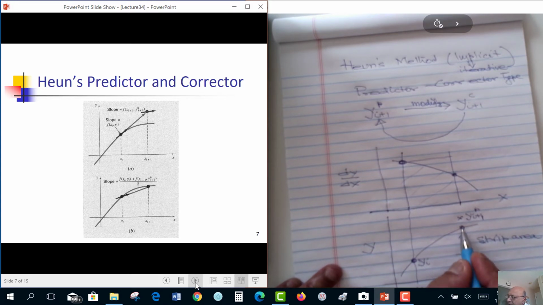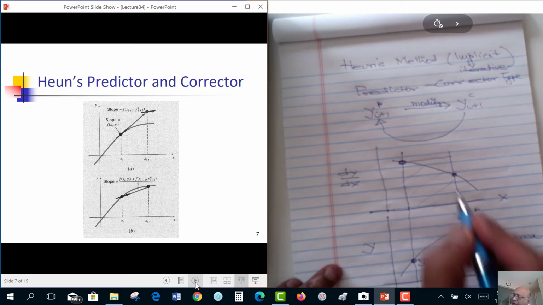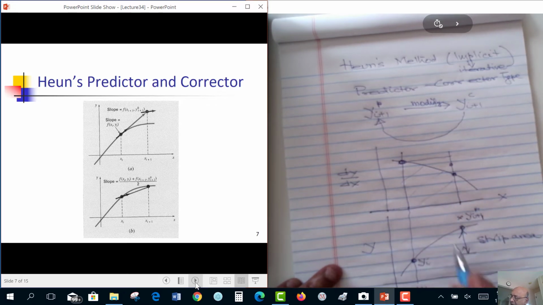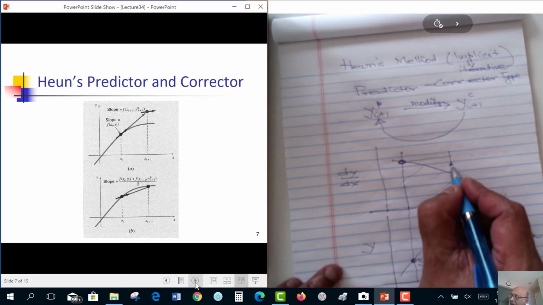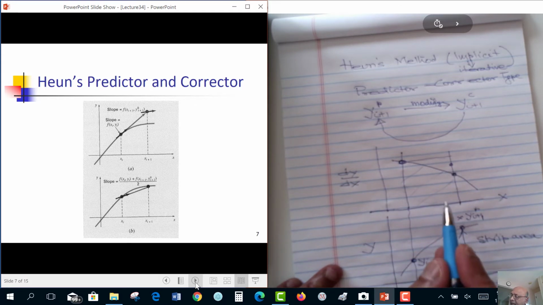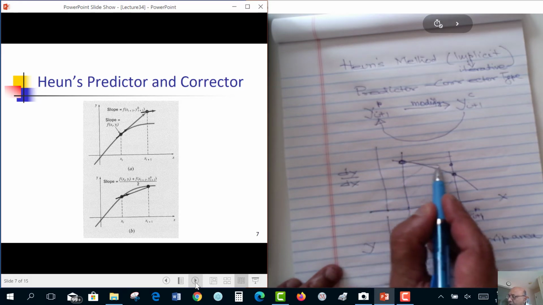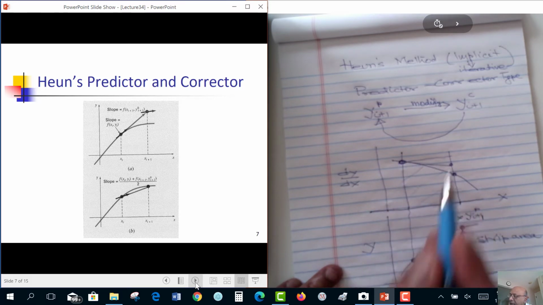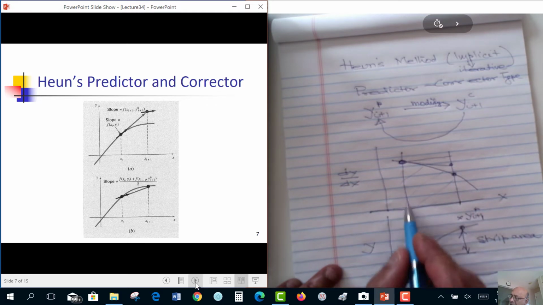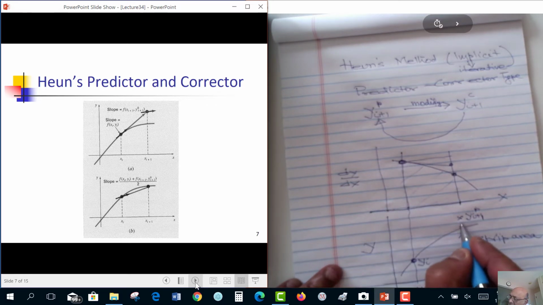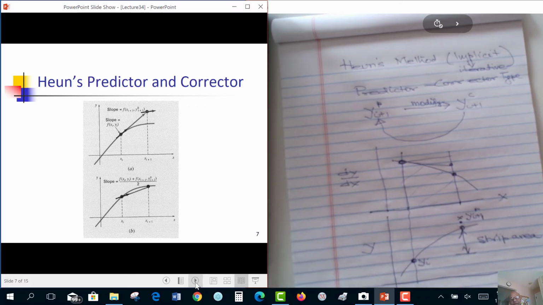So using this predicted value, now that we have a y_i+1 value, we find out what is the dy/dx there. And what we do is really average the two. So in effect, we are drawing a trapezoid like that. Then we use the trapezoidal area, which is of course better, and that's our corrected value. And we keep repeating this process.